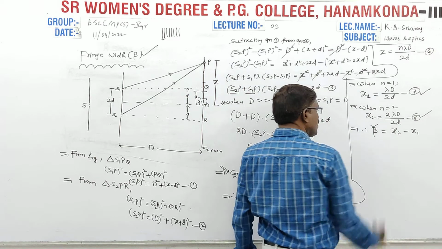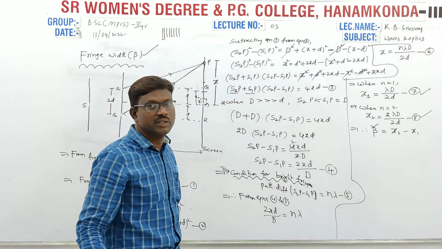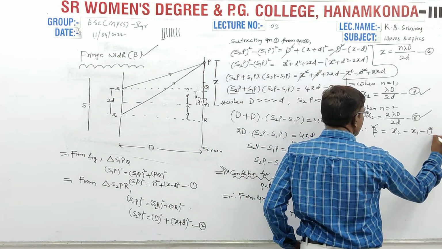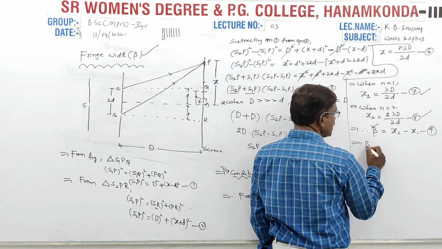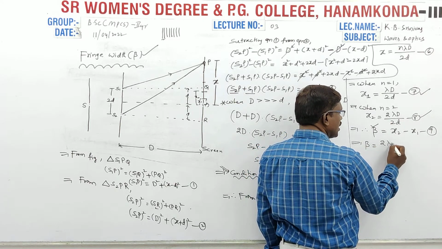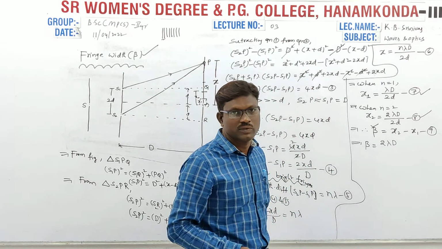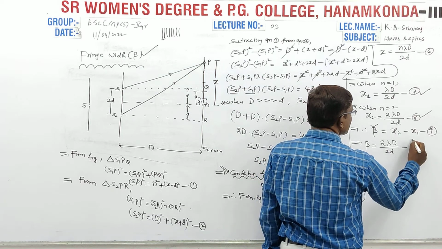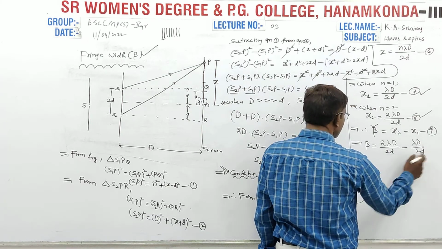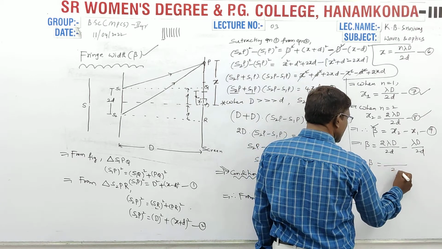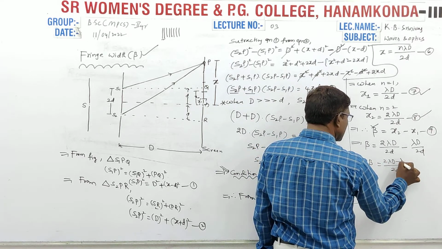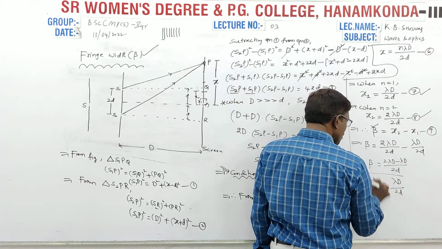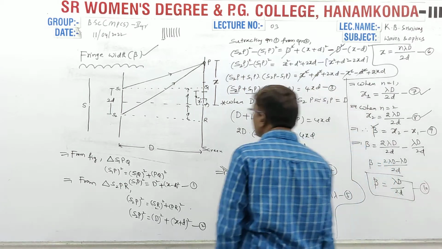Just remember, what is the definition for beta? The distance between the successive bright fringes is called fringe width. This is equation number 9. So beta is equal to, what is the x2 value? Simply I am substituting x1 and x2 values in equation number 9. 2 lambda D by 2d minus lambda capital D by 2D. So the LCM will be 2D only. So 2 lambda capital D minus lambda D. It comes out as lambda D by 2D. This is the final expression for fringe width.